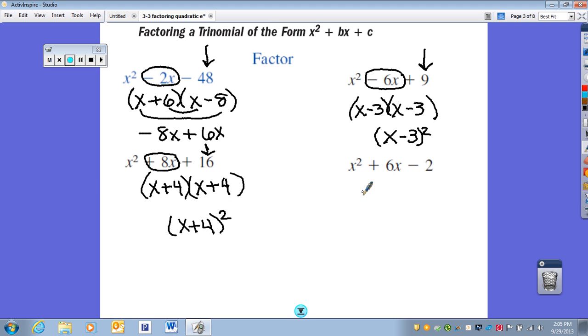In our next example, we have x squared plus 6x minus 2. So I can multiply x times x. And then I think to myself, what two numbers can I multiply together that will give me negative 2, but when I add them together, I'll get 6x? There aren't two numbers that I can multiply together that give me negative 2 that have a sum of 6. So this one is not factorable.